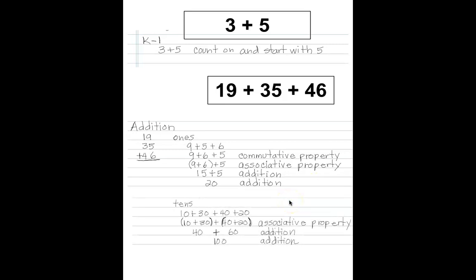If we took a look at the tens in this problem, we can see that we have 10 plus 30 plus 40 plus our 20 that we just added within the ones. Now, once again, we can combine those in ways that are friendly for us. Notice we associated the 10 and the 30 and the 40 and the 20 to then get 40 plus 60.